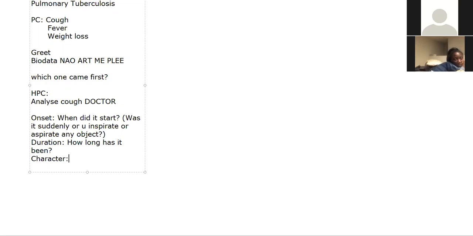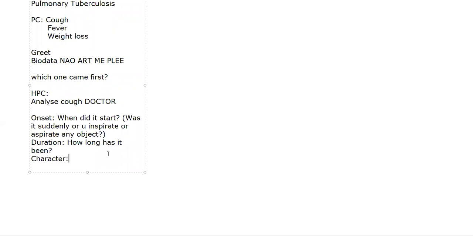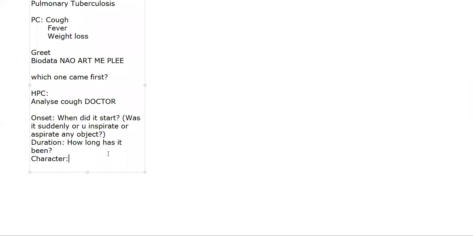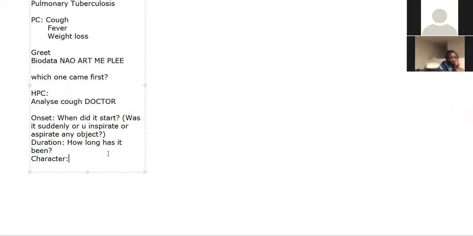Then you now start analyzing other character. Is it dry or is it wet? You want to know if it is dry or wet. Even if it is wet, it will come with sputum. You want to know the color of the sputum. You want to know if it is foamy or if it is thick. You want to know if there's any content, if there's blood in it, or if it is blood stained. You want to know if it has a particular smell. You want to know the volume, how voluminous it is in a day. Do you understand what I'm saying, doctor?